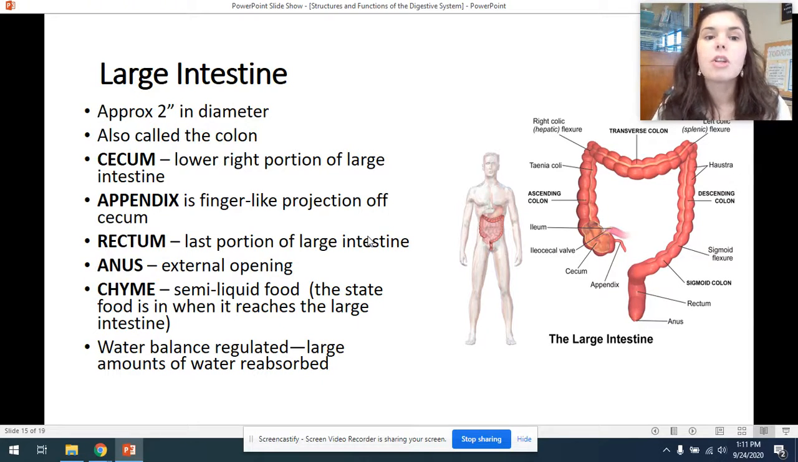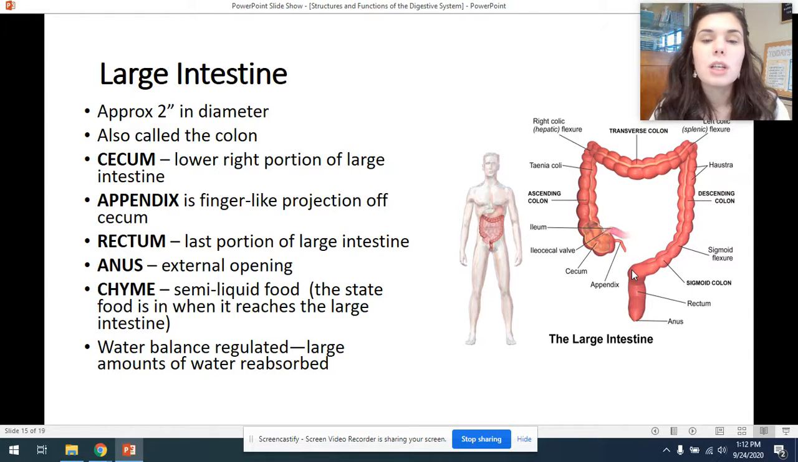The cecum is the lower right portion of that large intestine. The appendix is a finger-like little projection that comes off of the cecum. It's located down here. The anus is the actual external opening of the large intestine, and the rectum is the last part of that large intestine. And then you have something called chyme, which is a semi-liquid food. It's basically the state that the food is in once it reaches the large intestine.